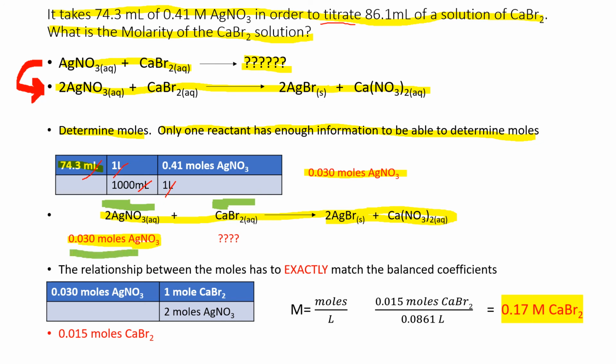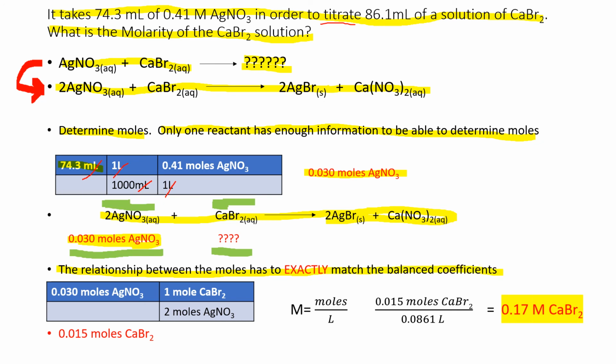So the moles we have of the silver nitrate is 0.03. What does that mean in terms of the moles of the calcium bromide? Well, it's got to match that same relationship. 2 to 1 still has to be 2 to 1 here. So you don't have to necessarily do the calculation. We're going to show the calculation. But you could just say, okay, I need twice as much silver nitrate as calcium bromide. I need half as much here, so that'd be 0.015 of the calcium bromide. Even if you couldn't see that in your head, you can just do a one-step calculation in order to do that. The relationship between the moles has to exactly match the balance coefficient.